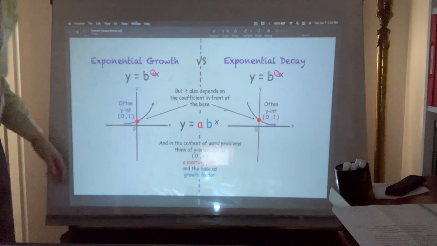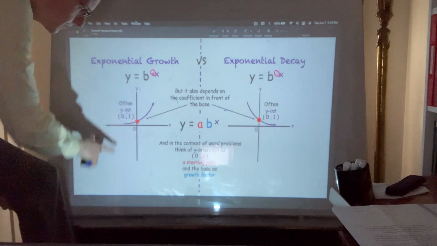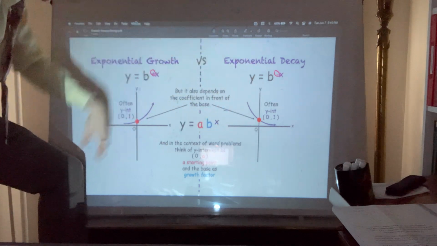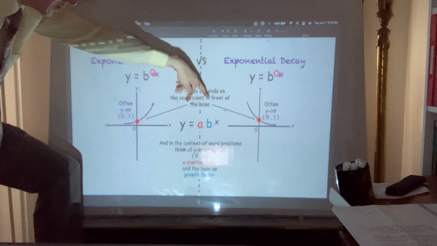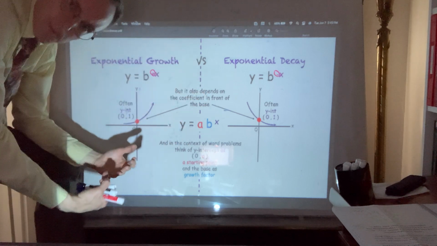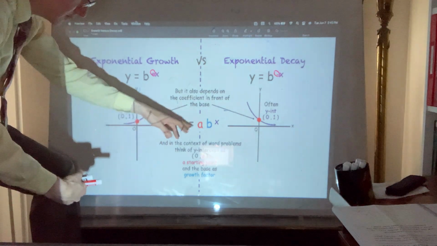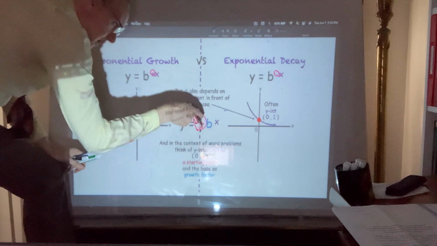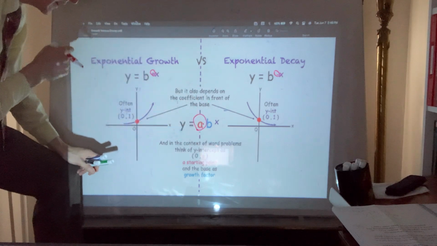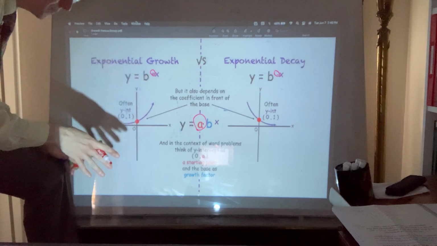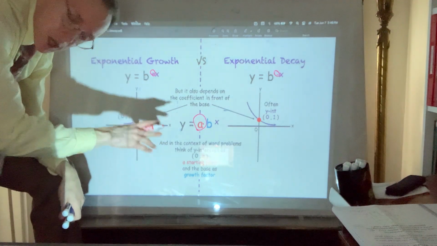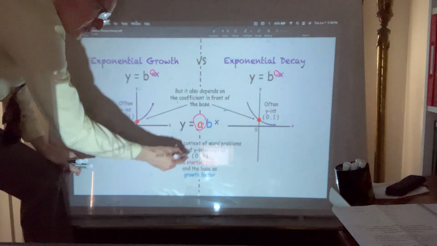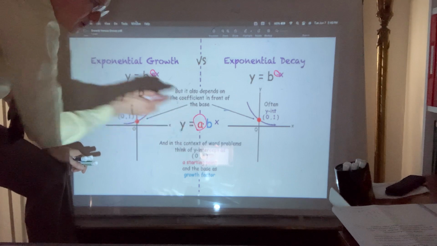All right. Now, as I said, typically the y-intercept would be 0, 1. Right? In both cases, whether it's decay or growth. But it also depends on the coefficient in front of the base. So a slightly amplified version of this, pun intended actually, is that you have an obvious coefficient sitting here. And in the context of, say, some word problem, the version of exponential growth and decay often incorporates that. So think of the y-intercept as being 0 and then probably whatever the a is.